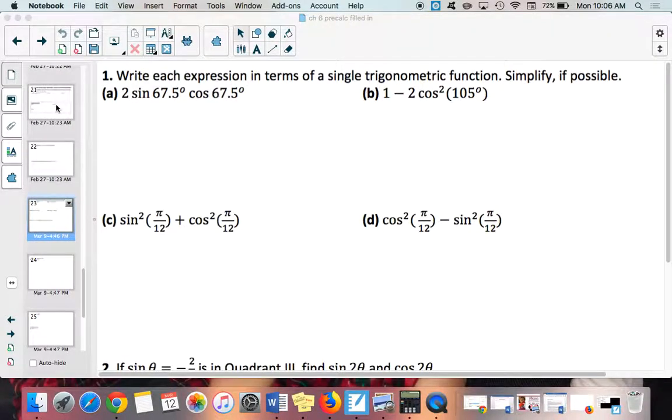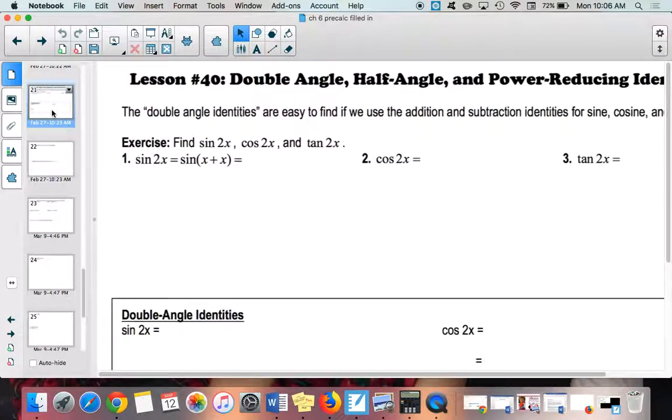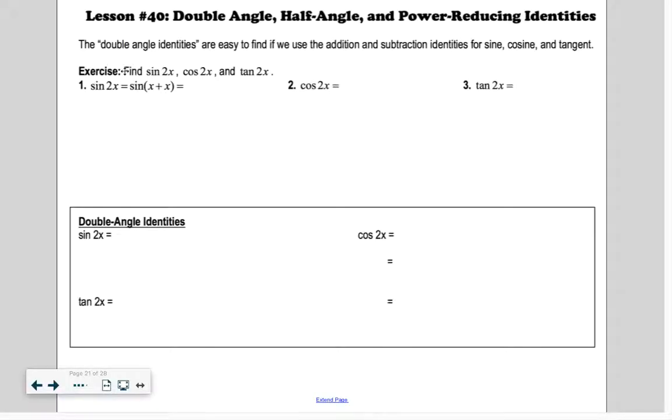Left off last time we were talking about double angle formulas. The double angle formulas are derived from our sum and difference formulas. I wouldn't say you definitely need to memorize them because you can always get them. If you remember, when we talked about sine of 2x, we did sine of x plus x. So we did sine x cosine x plus cosine x sine x. Do you guys remember all that? And we ended up getting 2 sine x cosine x.